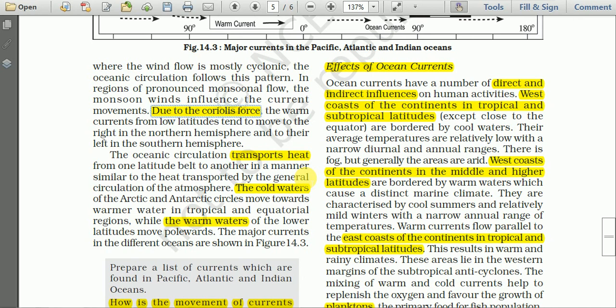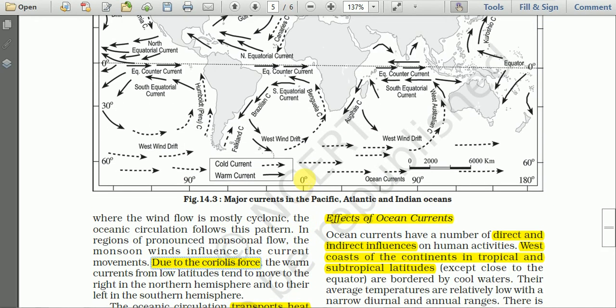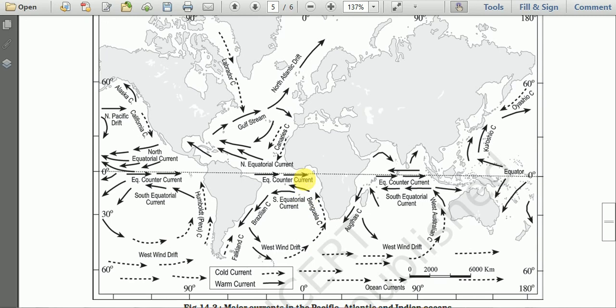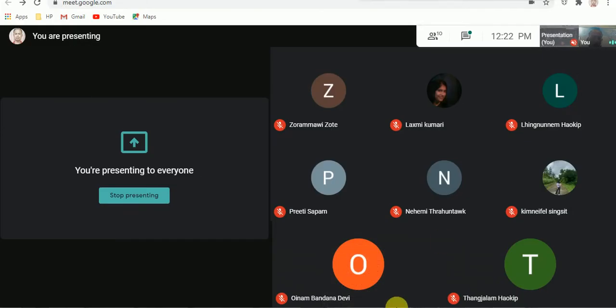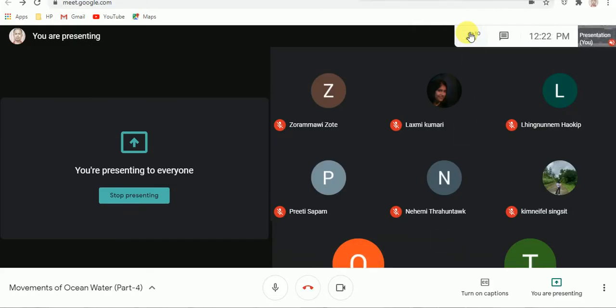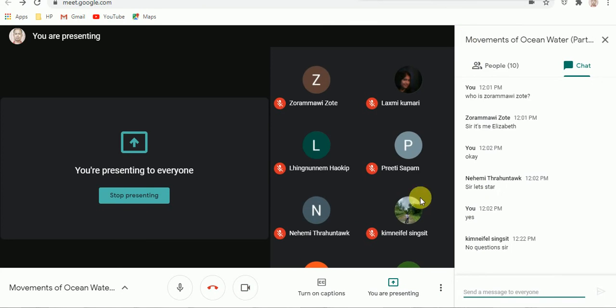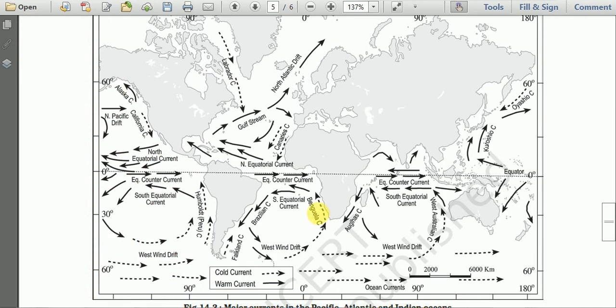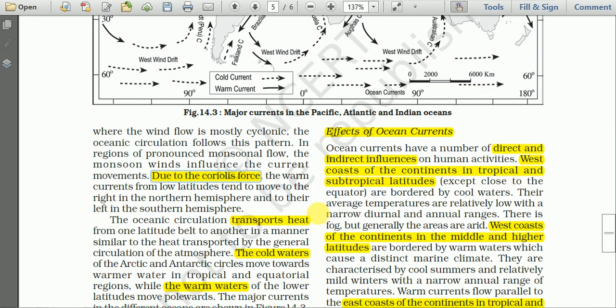Are you clear? Any question from your side regarding this correlation between planetary winds and ocean currents? If you want to compare, then we need a chart of planetary winds, and you may compare with the map given in your book. If you don't have questions, then let us proceed.